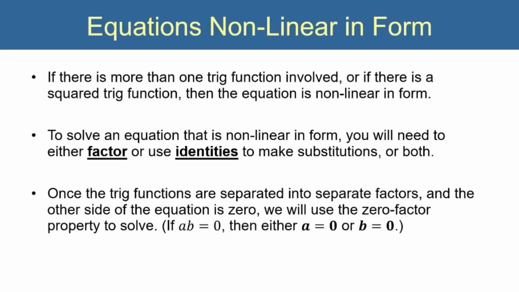Now you remember from algebra that solving a quadratic equation by factoring involved moving all the terms to one side of the equal mark, because you had to have equals 0 on the other side. So you move all the terms to one side first, then you factor, and once the trig functions are separated into separate factors and the other side of the equal mark is 0, then we'll use the zero factor property to solve. And that's just the idea that if one factor times another factor equals 0, that tells you that one of the factors is 0. So if a times b equals 0, then either a equals 0 or b equals 0.